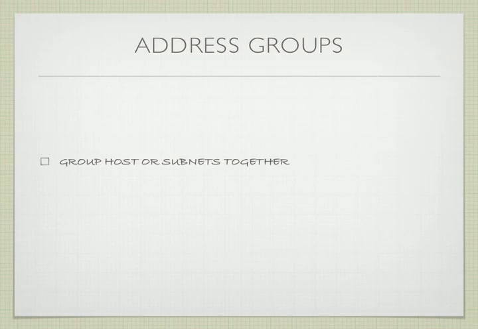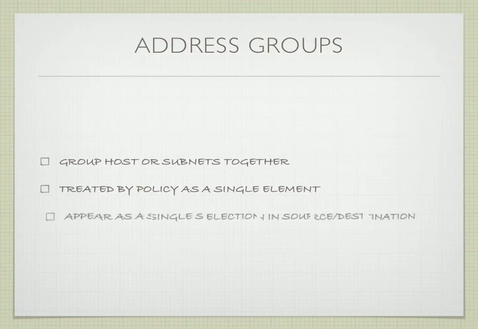So looking at address groups, you can group hosts or subnets together in a group. It doesn't matter as long as they have an address entry. They will then be treated as a single group, as a single entity for the policy. All of the policy will apply to each individual element of the group. And they will appear as a single selection in source and destination when you create a policy. So groups are nice, clean, and neat. You select a single entry, and there it is. All of the members of that group will apply.